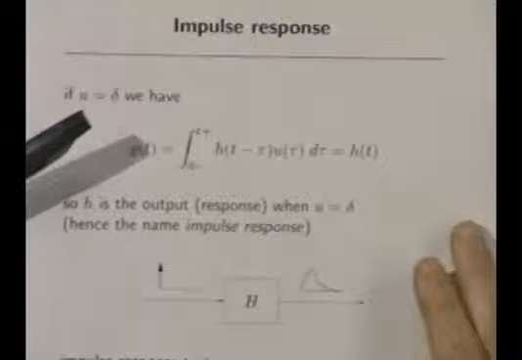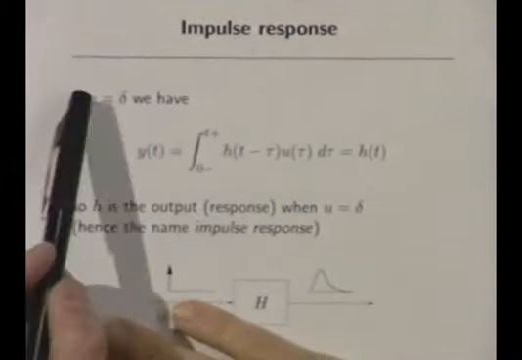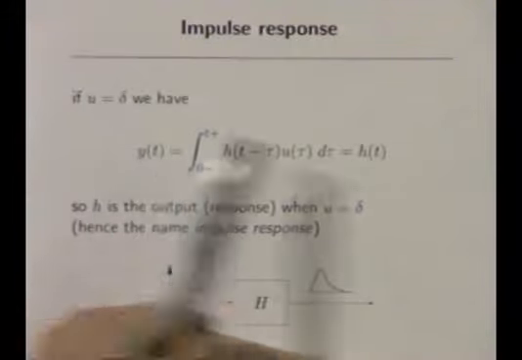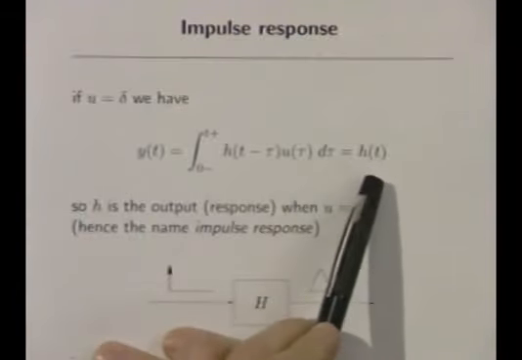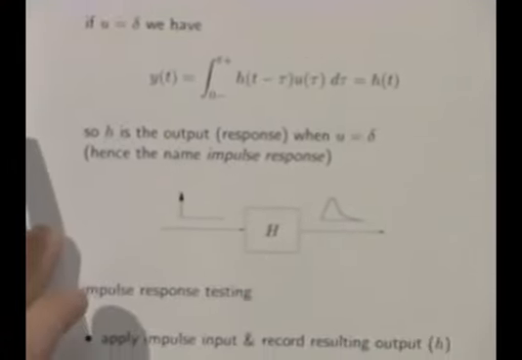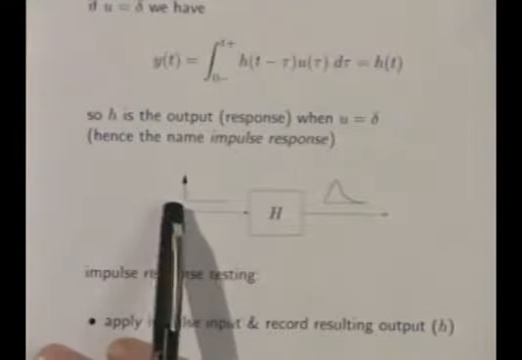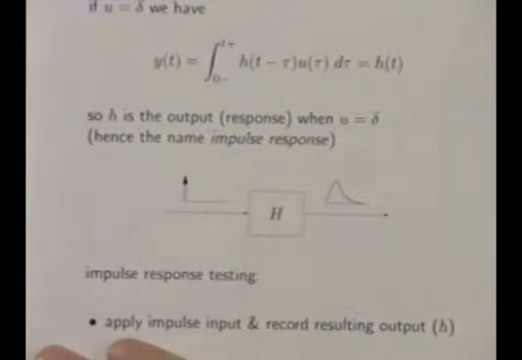So first let me explain why this is called the impulse response. If you put in an input which is a delta function, and you plug that into your convolution integral, what comes out is precisely the impulse response, which of course is why it's called the impulse response. The impulse response is the response to an impulse. So if I have a convolution system or a transfer function here, and I put in an input signal which is like a delta function, then what comes out is the impulse response.